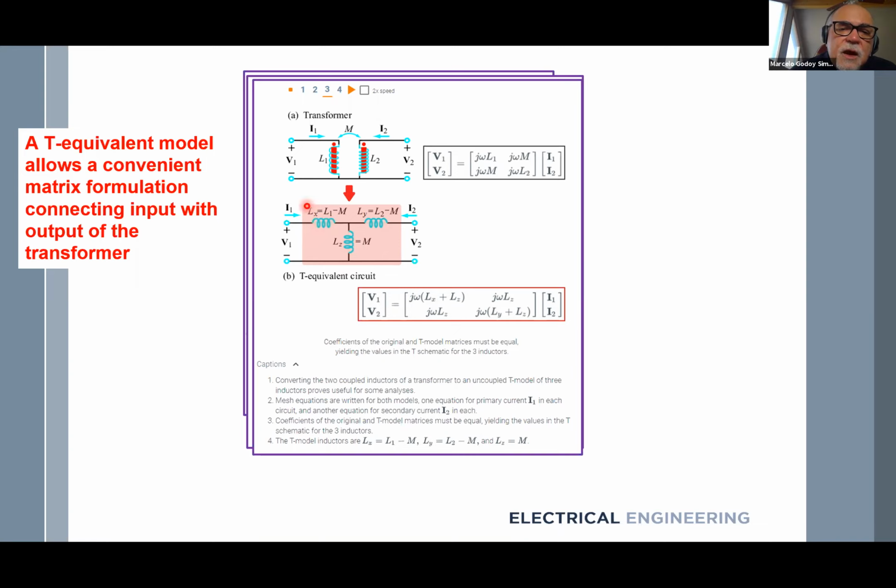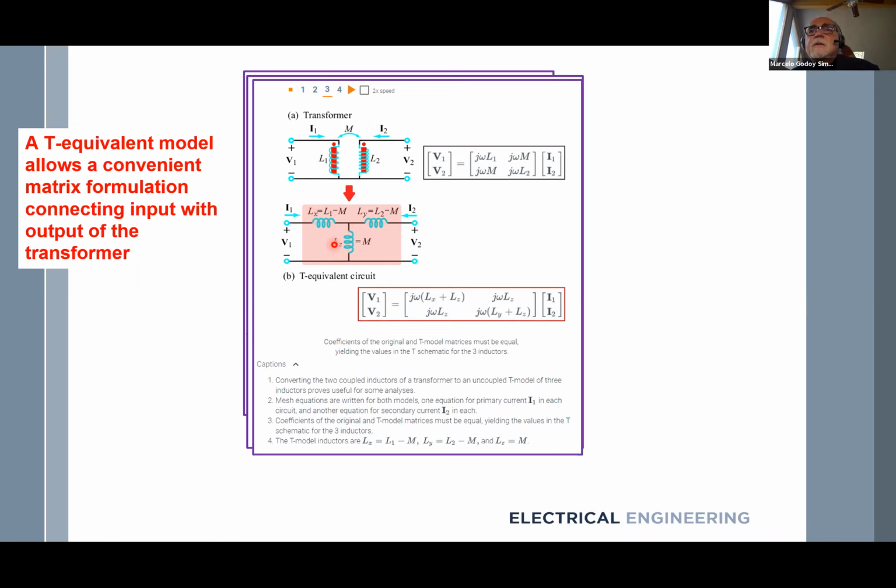The Lx, which is the self-inductance minus the mutual. So this is a small inductance compared to the self-inductance because we are subtracting, okay? And then I have the mutual. So in this circuit, what's the beauty of that circuit?